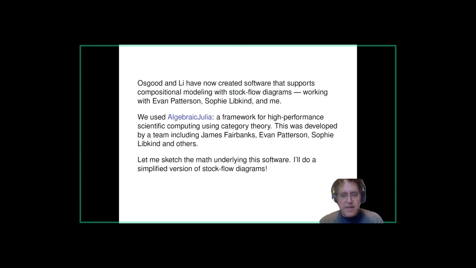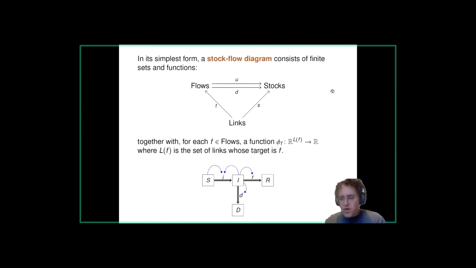And let me describe a little bit of the math. To do this, I'll only talk about a simplified version of stock flow diagrams, not the full-fledged thing, which is a little bit elaborate. So in its simplest form, what's a stock flow diagram? We can think of it as a thing like this. You'll notice the top part of this looks like a graph, namely two sets and two functions between them. And that's because part of what a stock flow diagram is, is a graph.